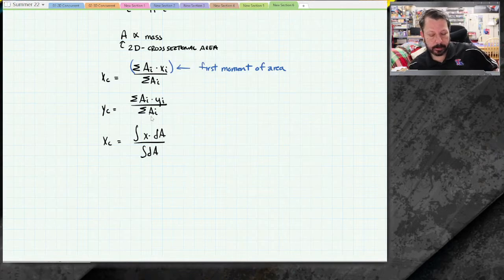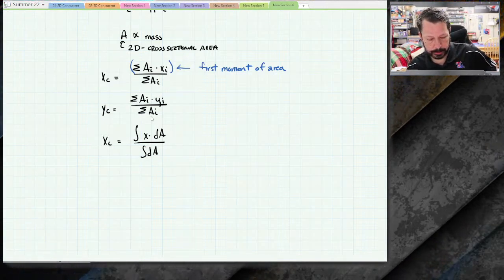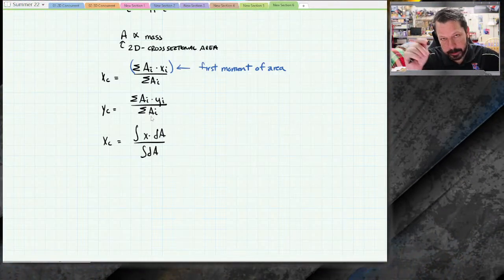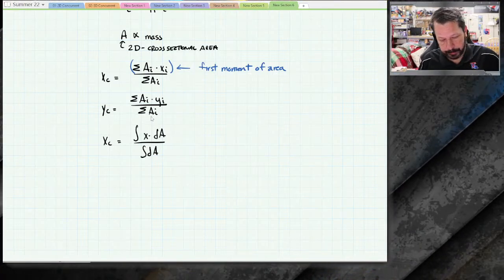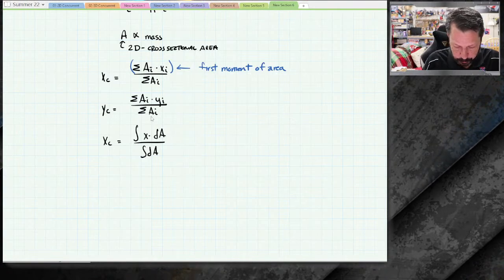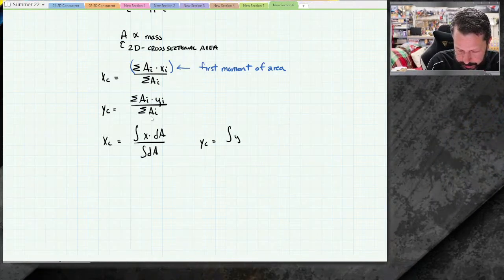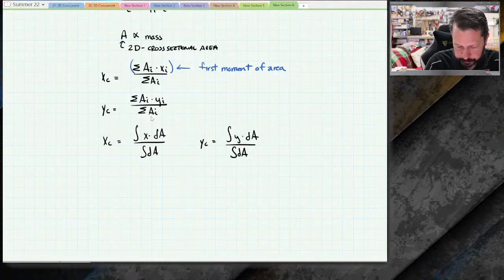We'll do this one in a minute so that you can actually see it in practice, but this represents the same thing as taking all the individual little spheres and multiplying times their moment arm, x, and then same thing for the y. So y sub c would equal the integral of y dA over the integral of dA.